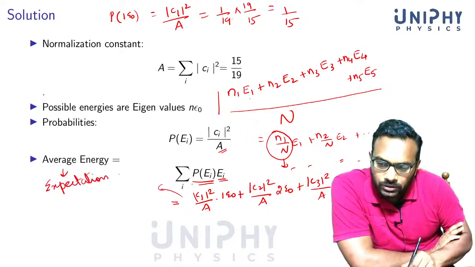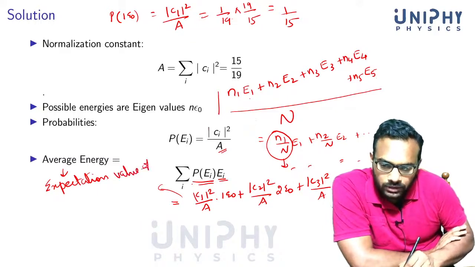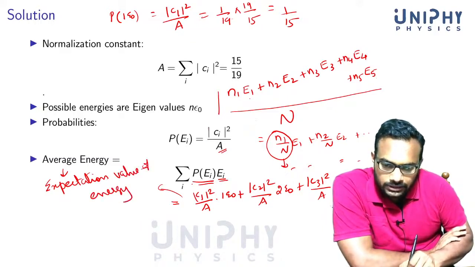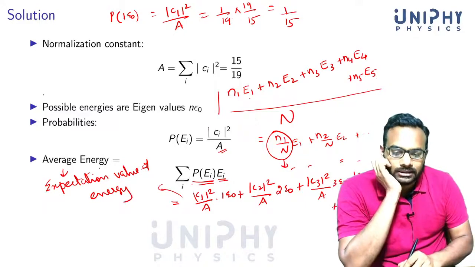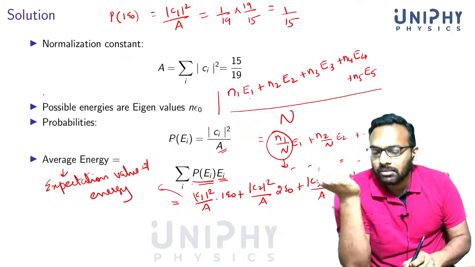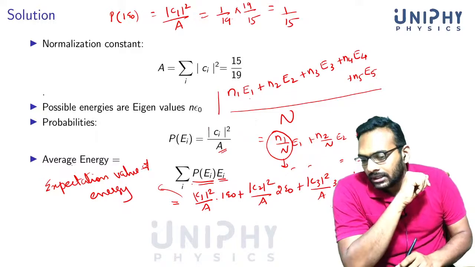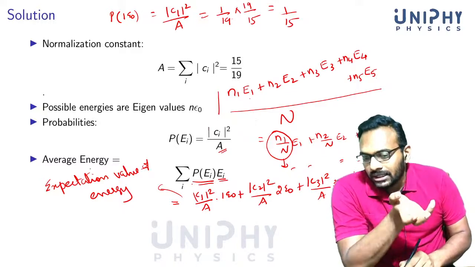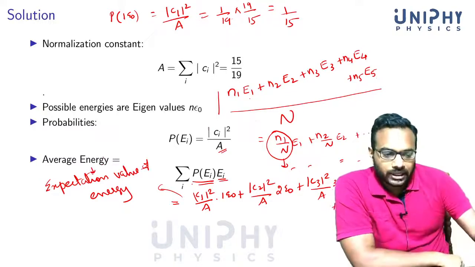Expectation value of energy. This is the expectation value of the Hamiltonian, for example. So average energy is the same thing that we call the expectation value in quantum mechanics.